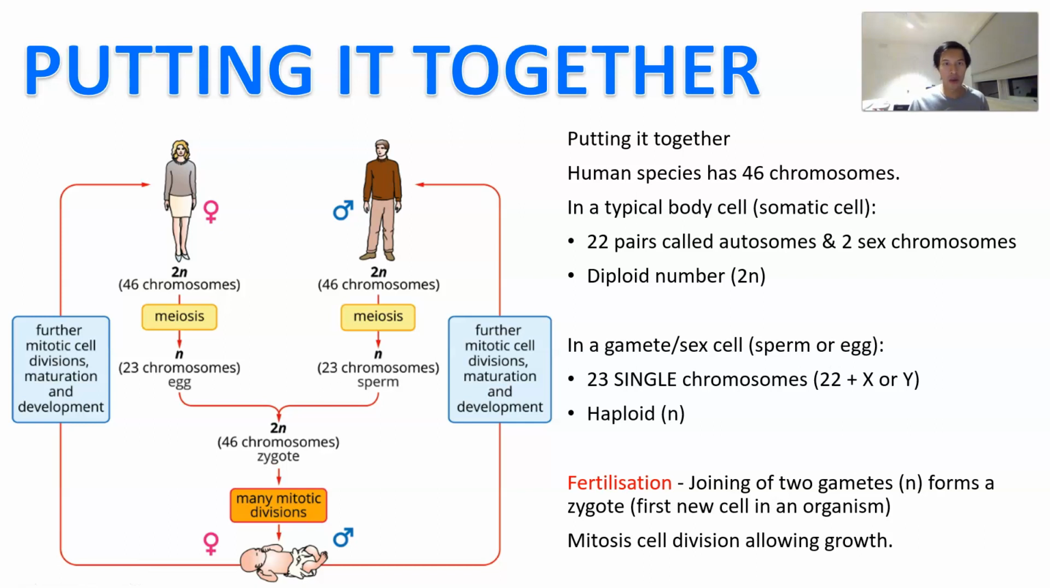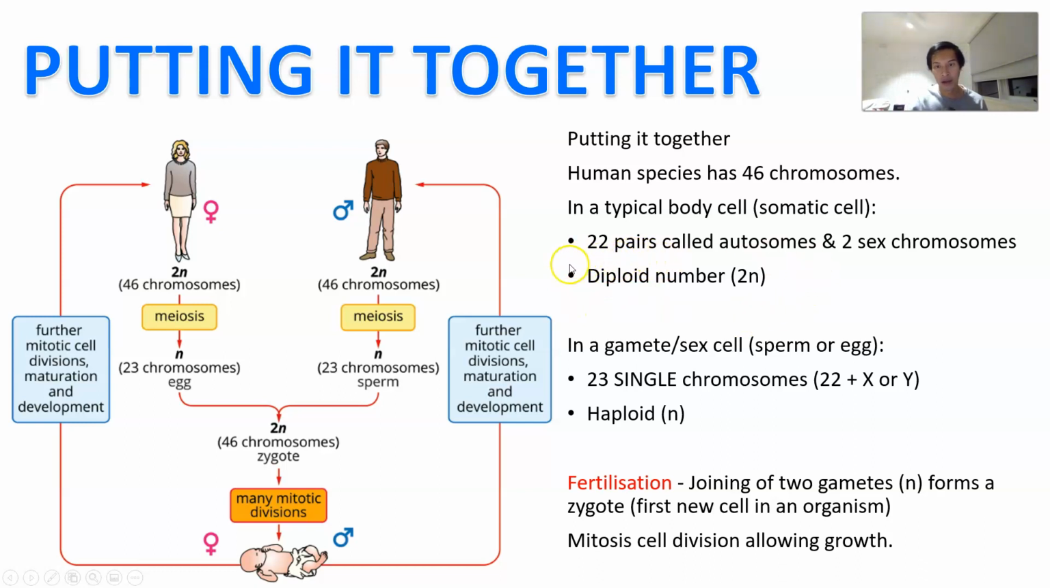Okay, so let's quickly wrap it up and put it together. So humans have 46 chromosomes in a typical body cell, which is what we call a somatic cell. Of those body cells, you have 22 pairs of autosomes, and they come as homologous chromosomes, and then 2 sex chromosomes, either XX or XY, and we call that a diploid number.